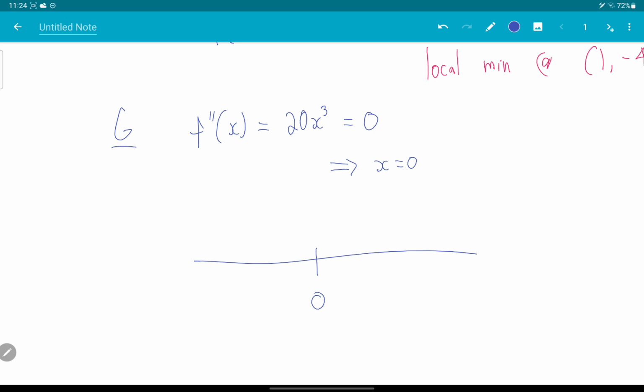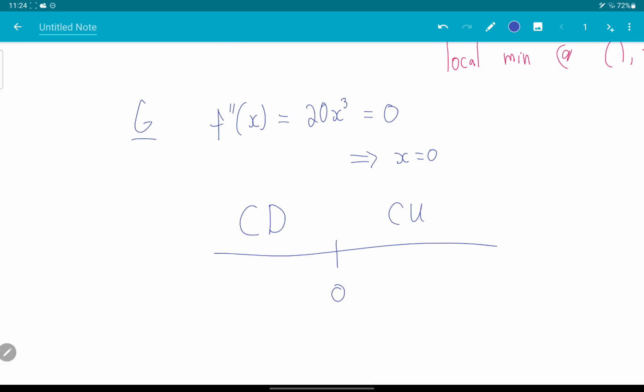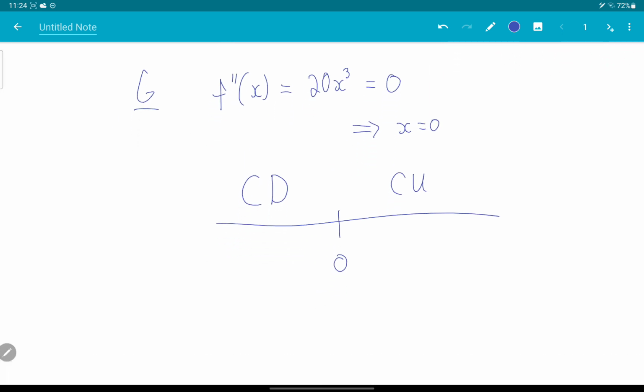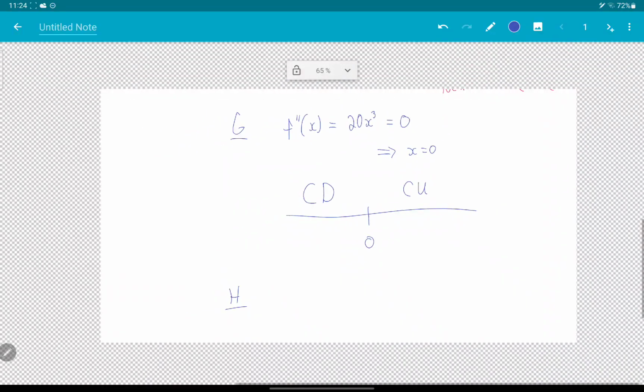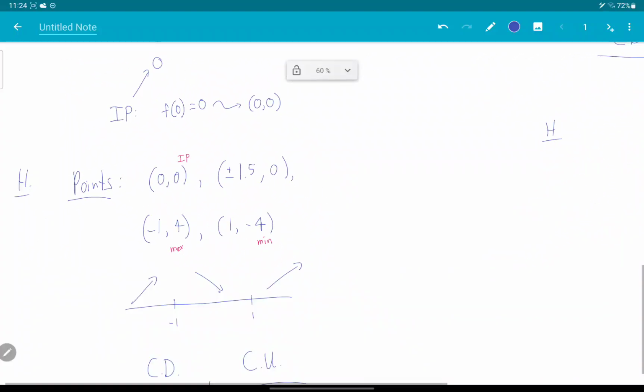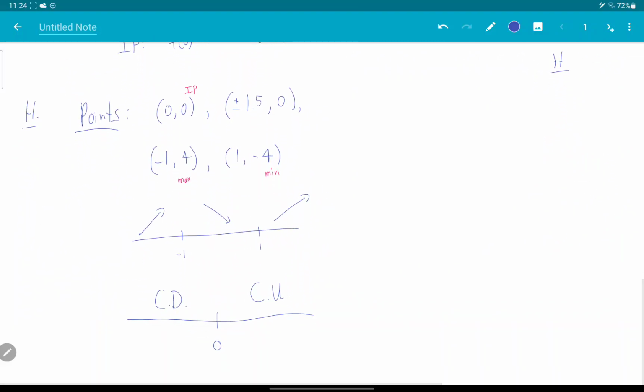And then test values. If I plug a negative number into my second derivative, I get a negative number, so concave down. And a positive number will yield a positive second derivative, concave up. Okay, now I'm ready to attempt a sketch. So let's go grab the important information which I've summarized over here. Let's go grab that and move it.